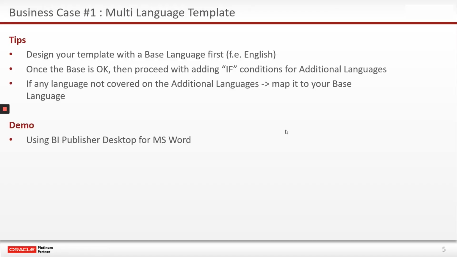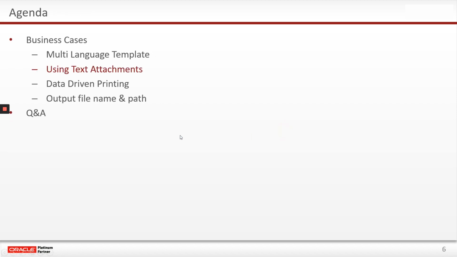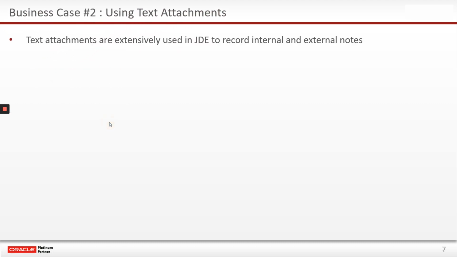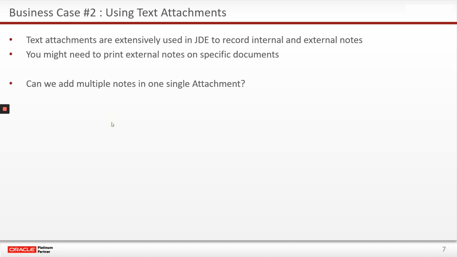And now let's move forward to the second business case, which is the use of text attachments. As you know, text attachments are extensively used in JDE to record both internal or external notes. And sometimes you might need to print external notes on some specific documents. So a question that used to come to me is, well, can we have multiple notes in just one single attachment? Well, the answer is yes.